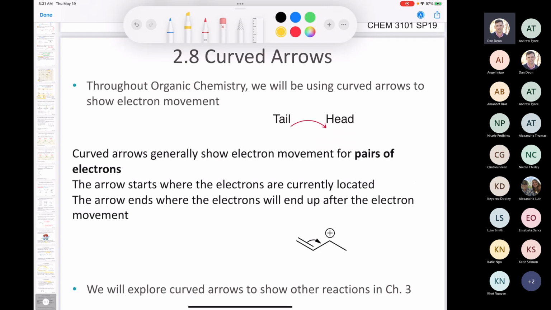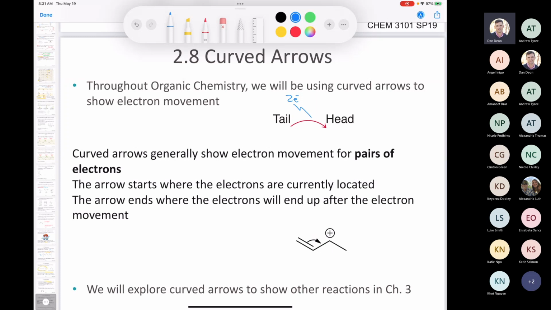And when we draw a curved arrow, like you see right here, you can see that it's got two parts. It's got a tail and it's got a head. And when you have a double-headed curved arrow, like this, that represents the flow of 2 electrons. So it represents the movement of 2 electrons.